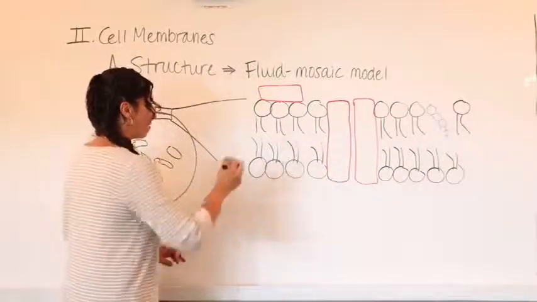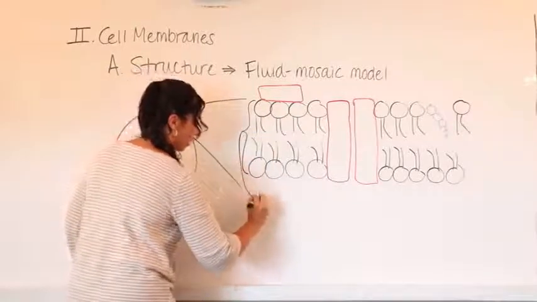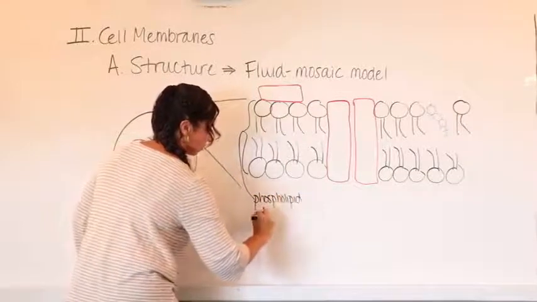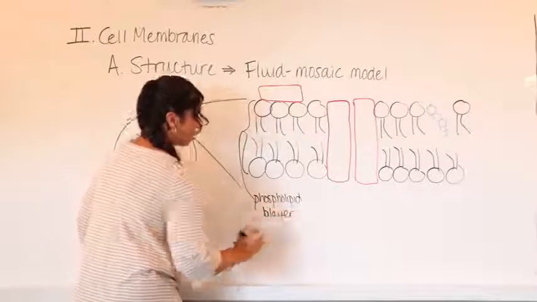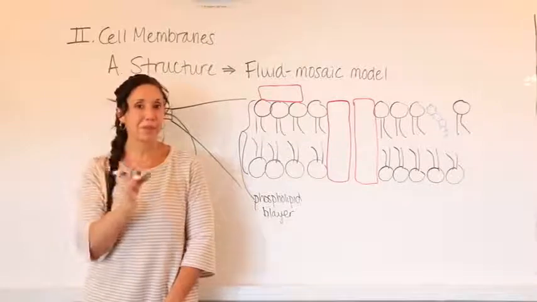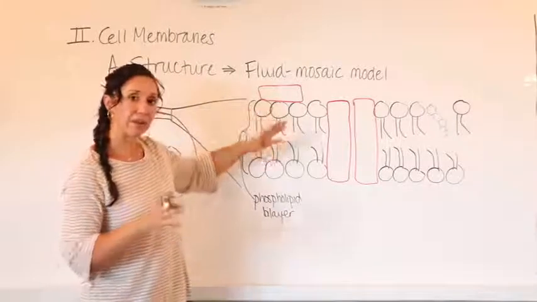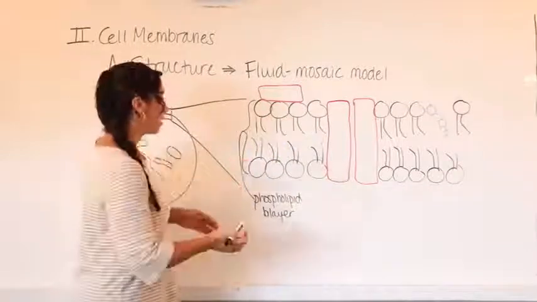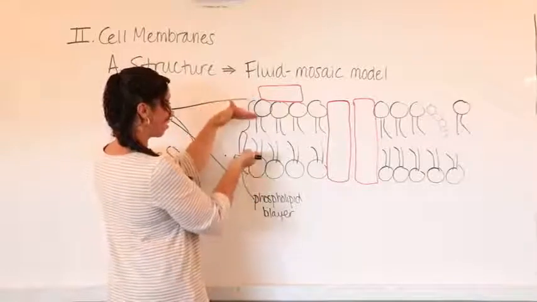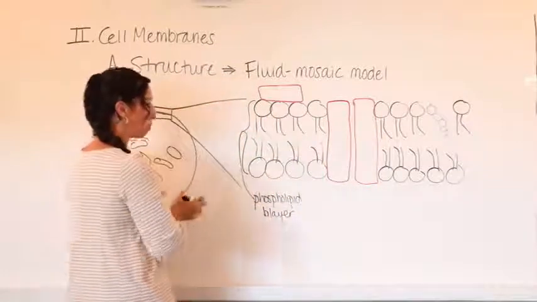You already know these guys right here. This is your phospholipid bilayer. Remember how the phospholipid itself is amphipathic. Remember what that word means? It means you have a hydrophilic and a hydrophobic region within the same molecule. Remember how the heads of the phospholipid are hydrophilic and the tails are hydrophobic, so you make this hydrophobic core that goes throughout the whole membrane.